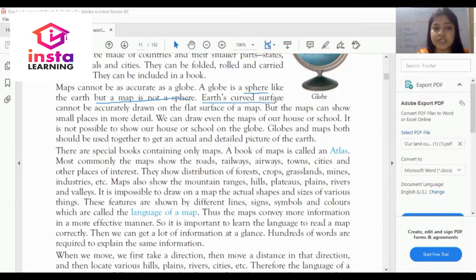Earth's curved surface cannot be accurately drawn on the flat surface of a map. Yes, student, but the maps can show small places in more detail. As I am again highlighting, we can draw even the maps of our house or school too. हम अपने घर का मैप भी ड्रॉ कर सकते हैं और स्कूल का मैप भी ड्रॉ कर सकते हैं. It is not possible to show our house or school map on the globe.